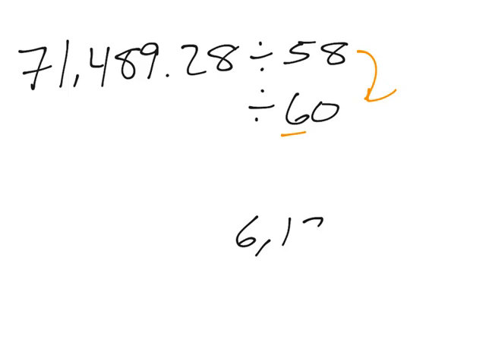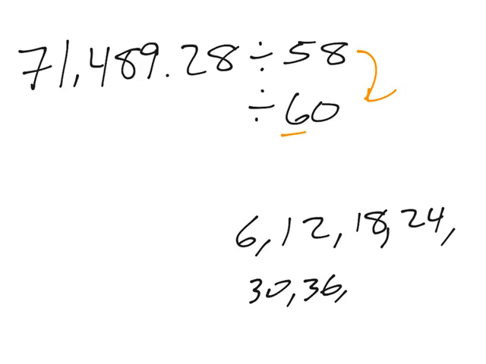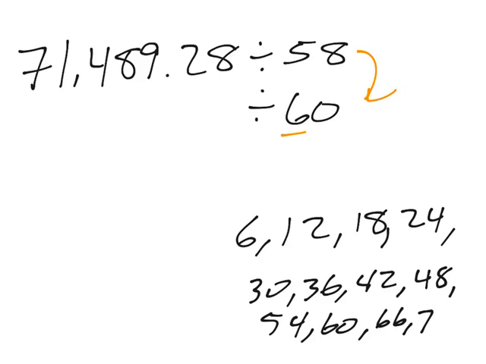So I start to count by 6s: 6, 12, 18, 24, 30, 36, 42, 48, and I'm getting pretty big here. 54, 60, 66, 72. I'm on purpose going beyond where you might typically think to go, just to look at some of the things that happen.